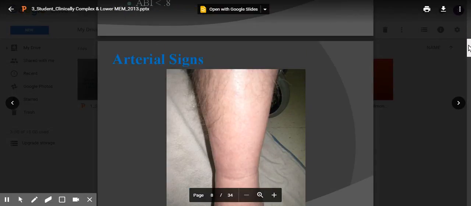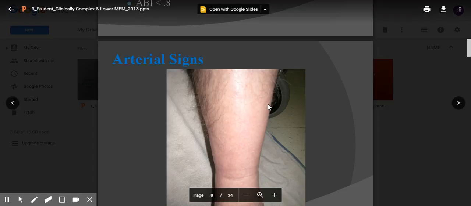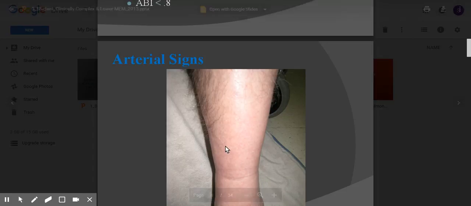So here's a classic example of the lack of hair growth. This individual did not shave their leg, but you can tell the extent of where their arterial insufficiency is interfering with the hair follicle growth. And below this point, it looks as though the person shaves their legs, but they do not.